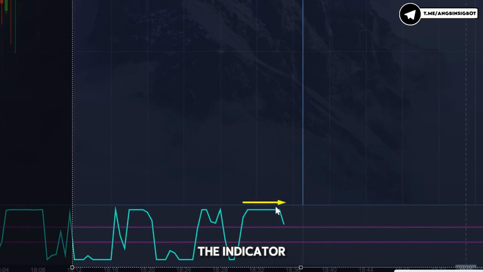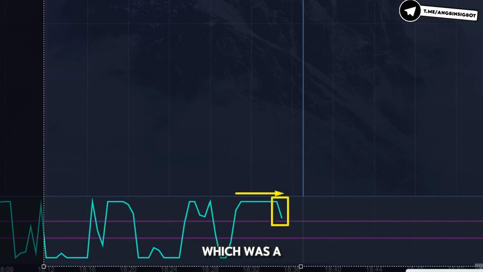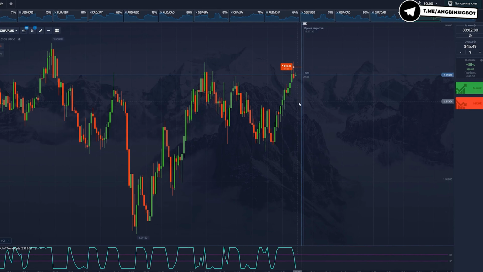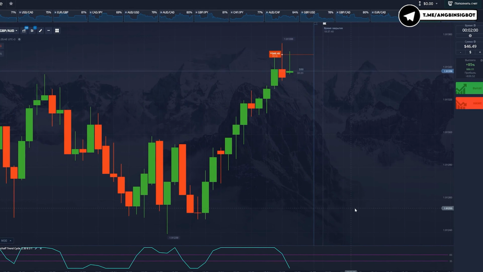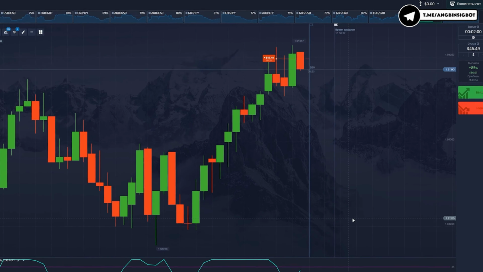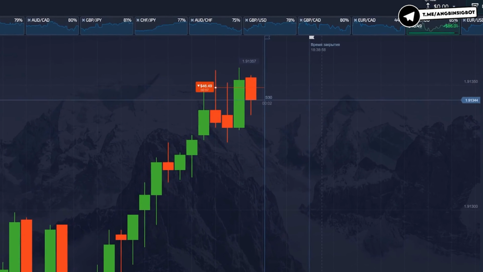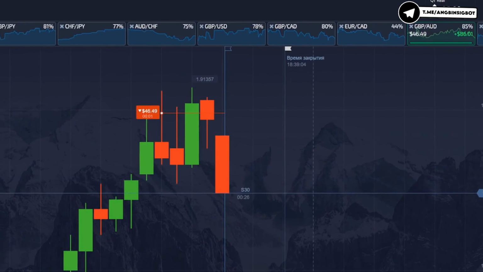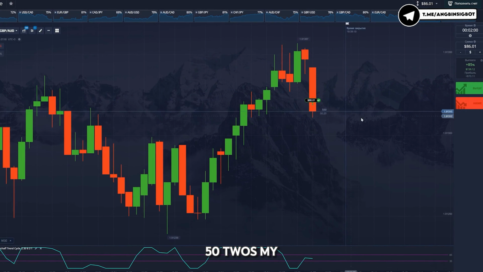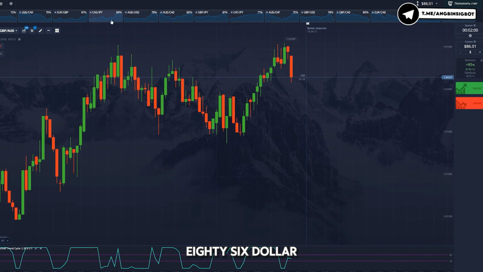And here on the indicator, this sharp spike is noticeable, which was a clear signal for a trend reversal to enter the market. And according to the instructions, I opened a trade, so let's wait for the expiration to finish and see the result. The deal is closed and I receive a profit of $39.52. My balance is now $86.01.